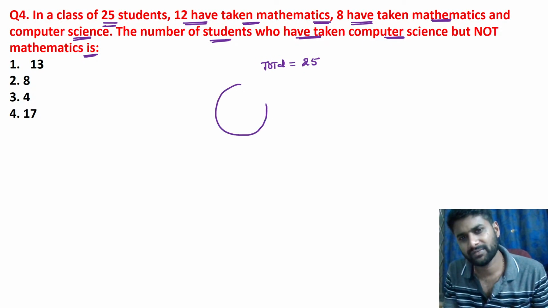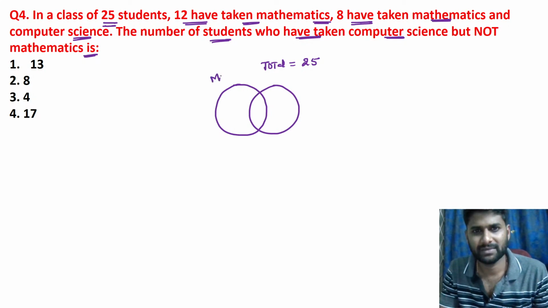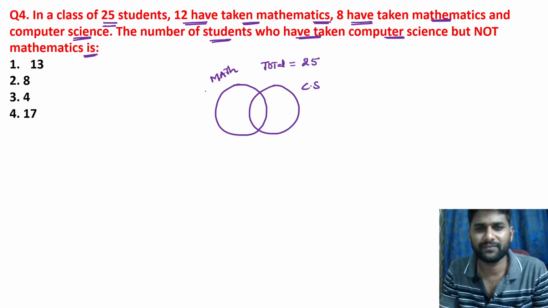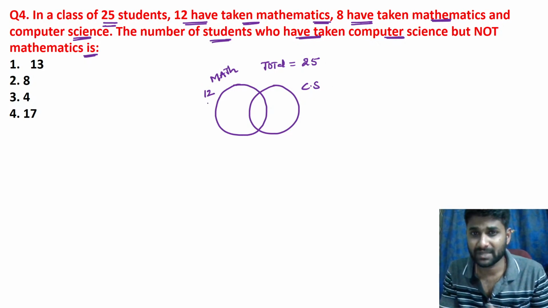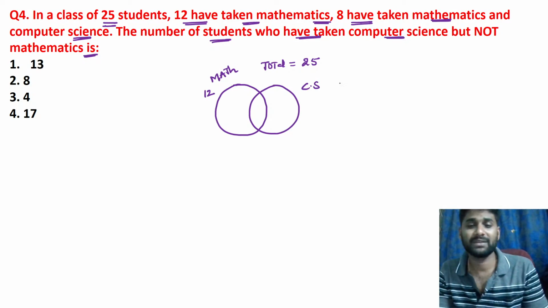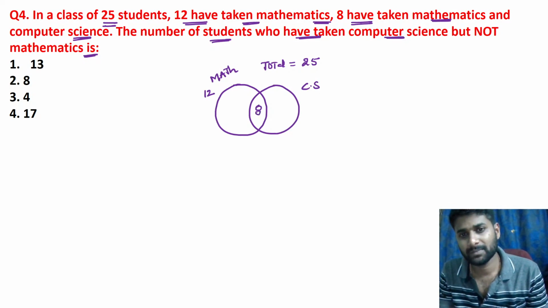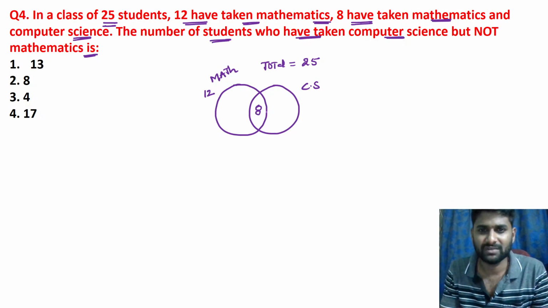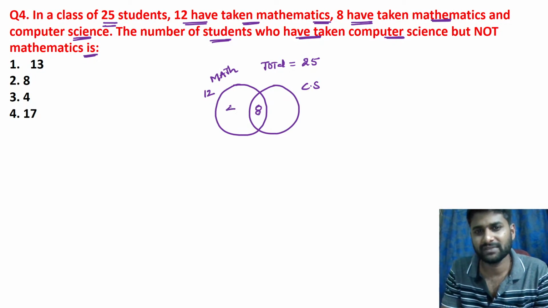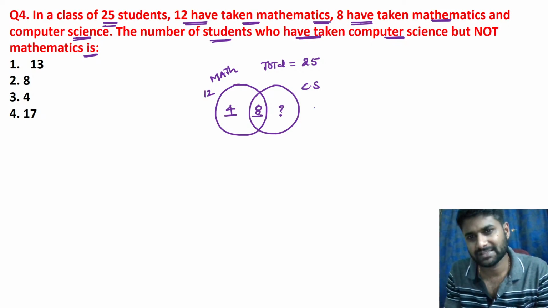So each and every student can opt for one of the subjects. Clear? One is mathematics, another one is computer science. Now see, out of 25, 12 students opted for mathematics and 8 students opted for computer science. 12 students opted mathematics and 8 students have taken mathematics and computer science, which means that number is for the combination. If the entire math circle is 12 and the combination is 8, definitely the value becomes 4. We already know the sum of these values is exactly equal to 25.